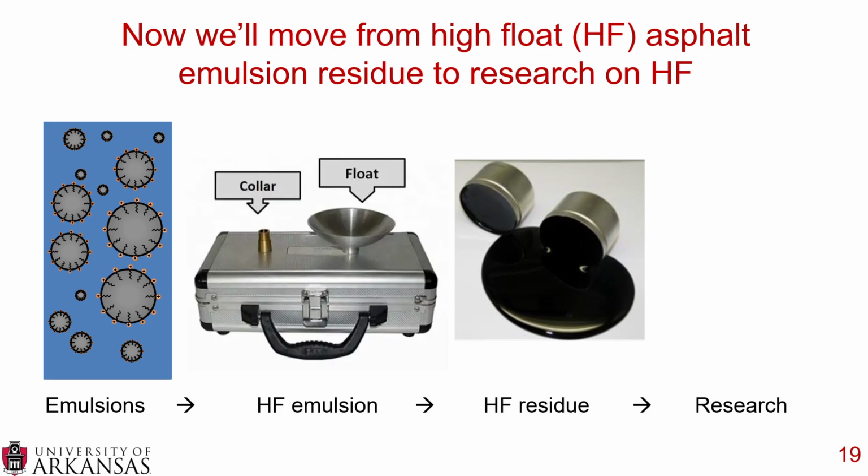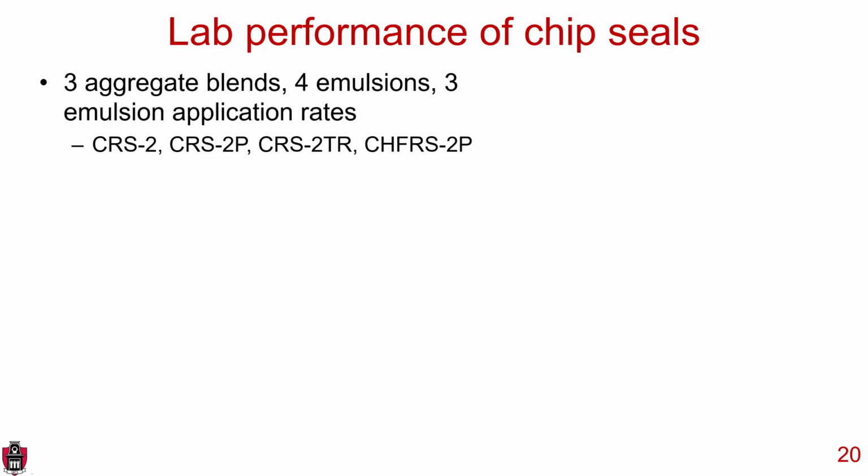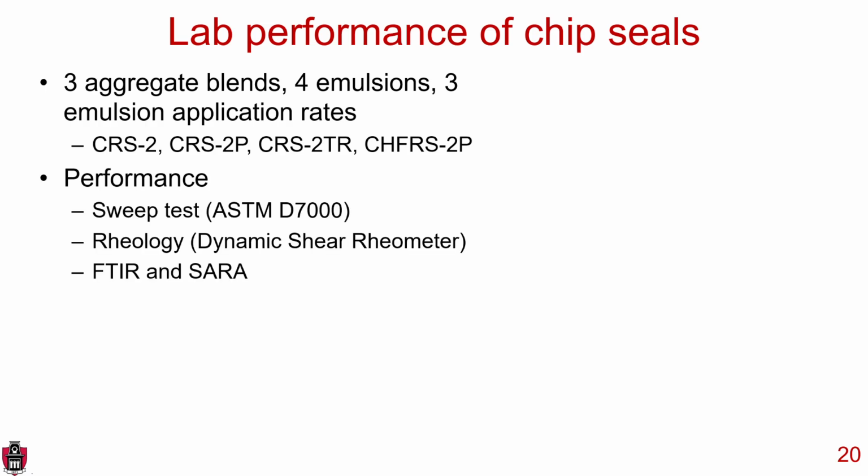Now we're going to go a little more into some other research that moved just beyond the residue, but kind of looked at some different both lab and field applications. So we had a very nice study that looked at the lab performance of chip seal. So they looked at 3 aggregate blends, 4 emulsions, 3 emulsion application rates. All of those should be familiar except for the third one. That's a CRS-2TR. That is not a typing error on my part. It has tire rubber in it instead of traditional polymer, so they called that TR. They ran the sweep tests, the ASTM D7000. They looked at the DSR for some rheological characterization, and they looked at FTIR and SARA analysis.